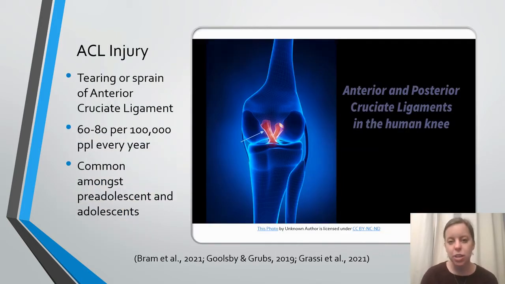An ACL injury is a tearing or sprain of the anterior cruciate ligament. It occurs in about 60 to 80 per 100,000 people every year here in the United States, and it's very common amongst adolescents and pre-adolescents.